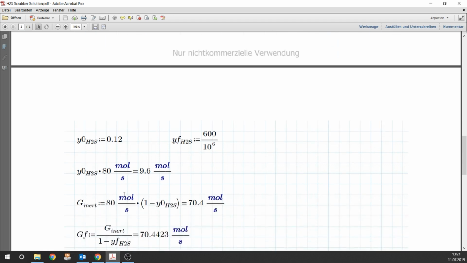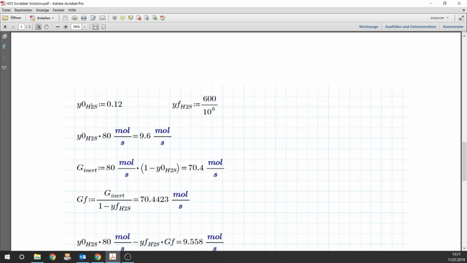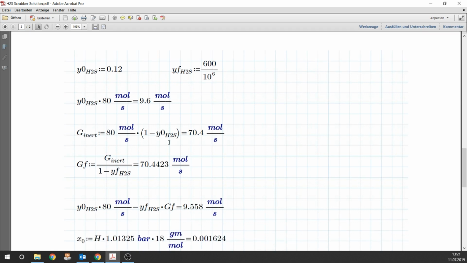First of all, the inlet concentration was 0.12, and the outlet concentration was 600 parts per million. We're given the amount was 80 moles per second total gas of air with the H2S contaminant flowing into the scrubber. That means if 12% of this is H2S, we have 9.6 moles of H2S per second entering the scrubber. If 9.6 of these 80 moles per second is H2S, this means that the remaining 70.4 moles per second is the clean air, the inert gas.